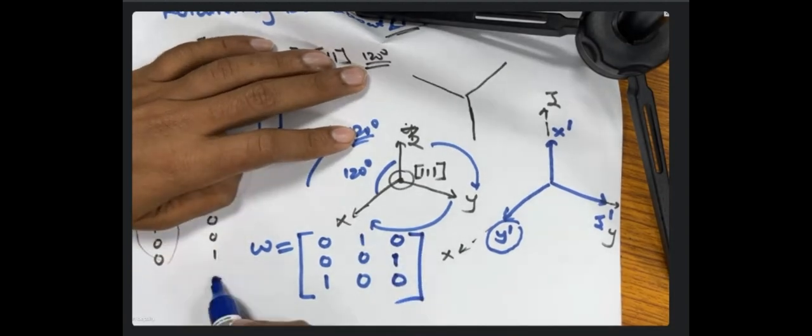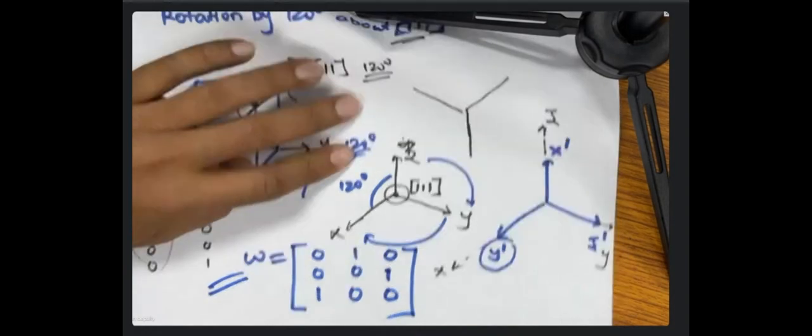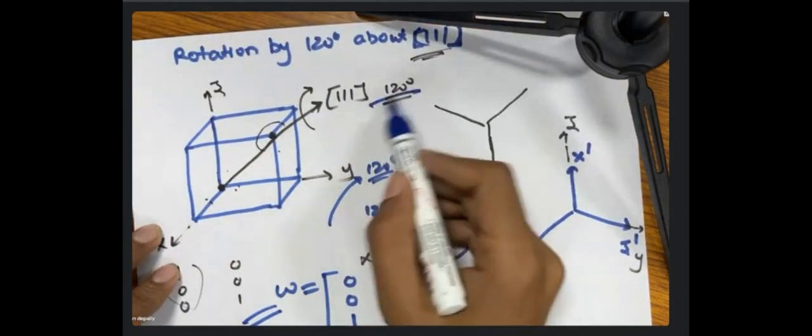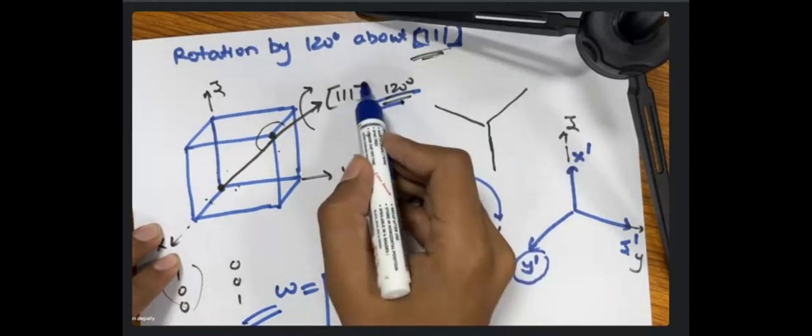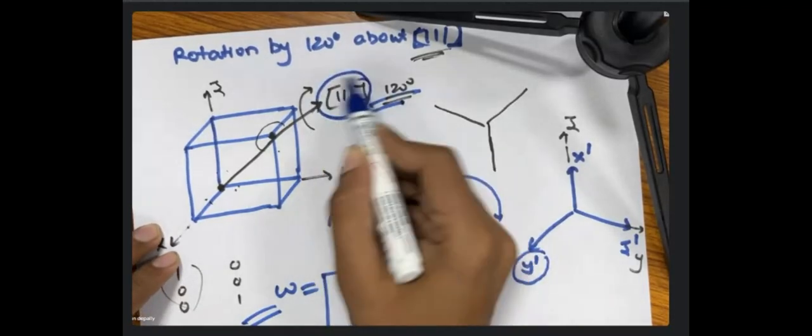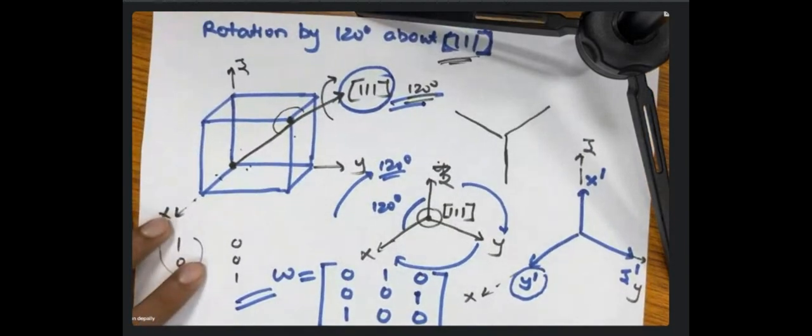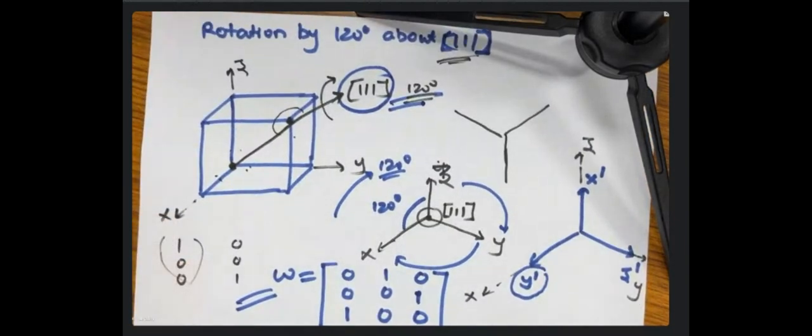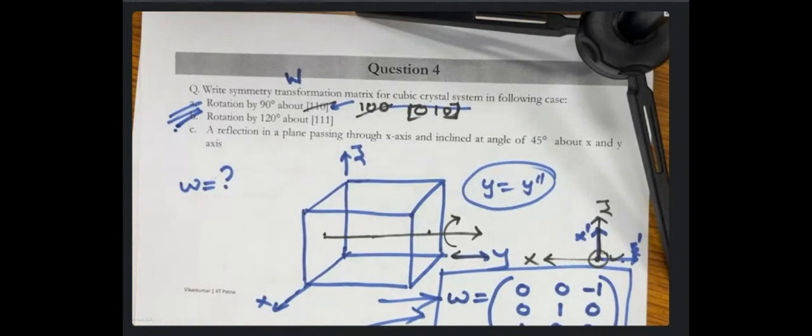And that's how we have found the symmetry transformation matrix if we rotate by 120 degree in the cubic system about this particular [111] axis. And with that we have solved our question number B. Okay, so now let's move to the third question, option C, that is a sub part of the question number 4, the reflection.